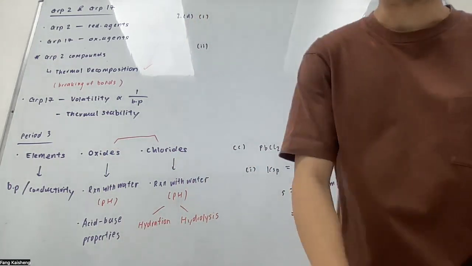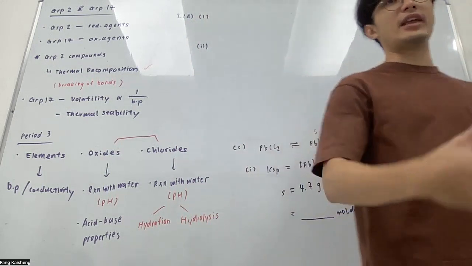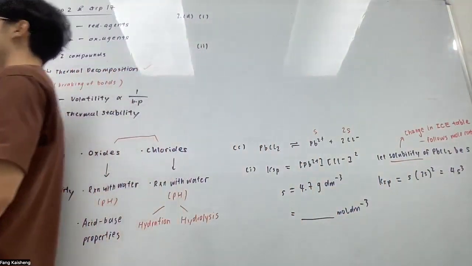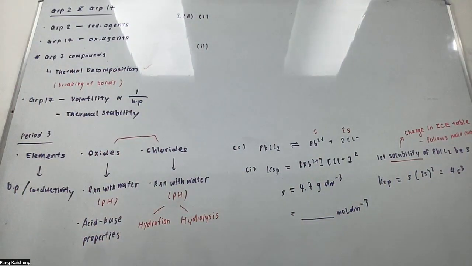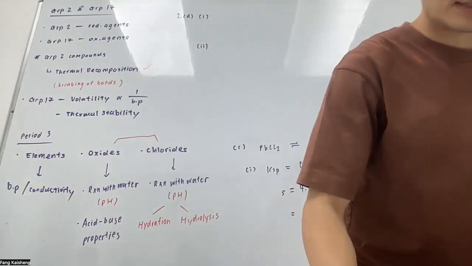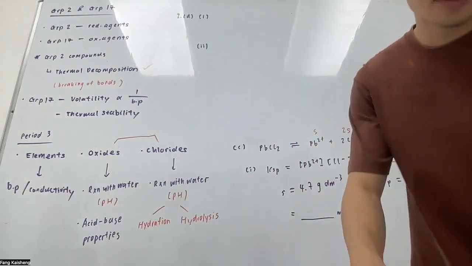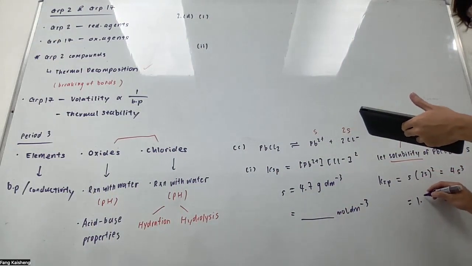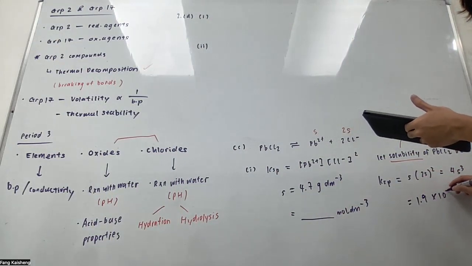Let's turn over to part D. D is an attempt to introduce a bit of application, but this is a very simple application method. Let me write out the final answer to part C. Your final answer should be 1.9 times 10 to the power minus 5 or around there.